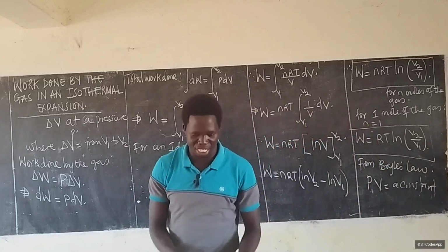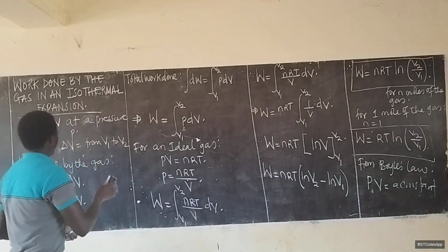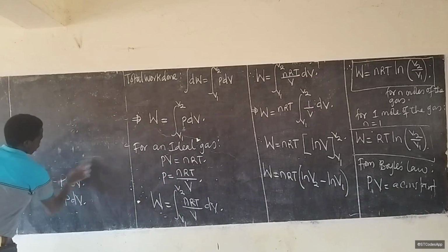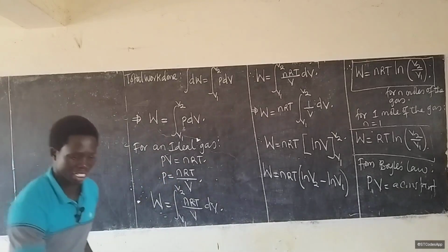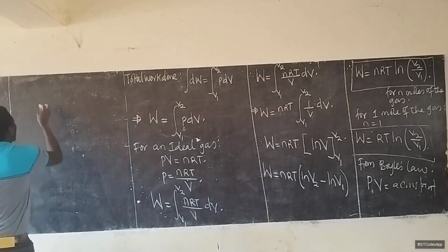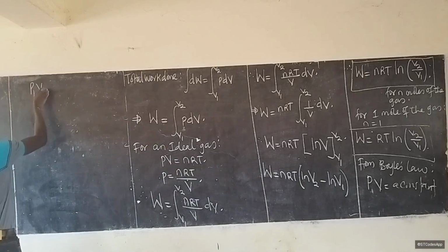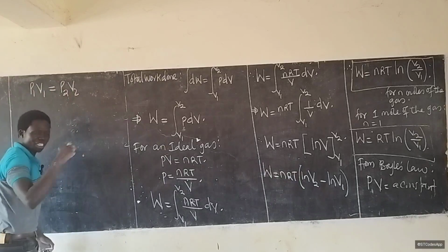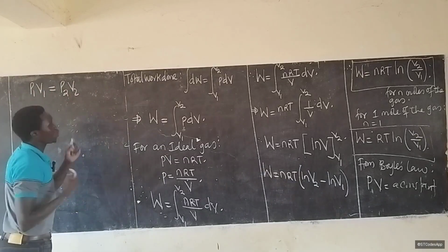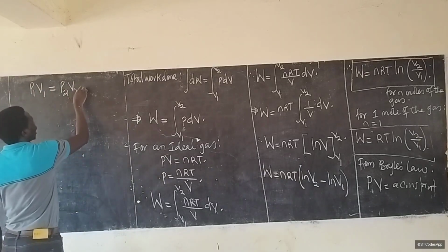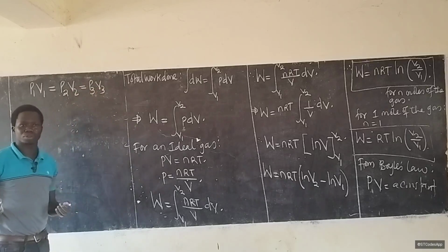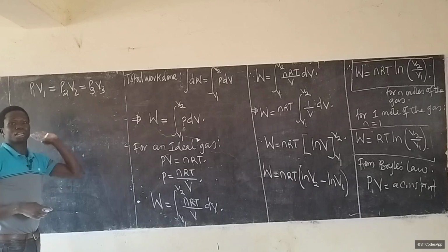And if PV is a constant, what does that mean? It means that P1 V1 will be equal to P2 V2, which is equal to P3 V3 and so on. It depends on how many processes you undergo. All of them are the same.